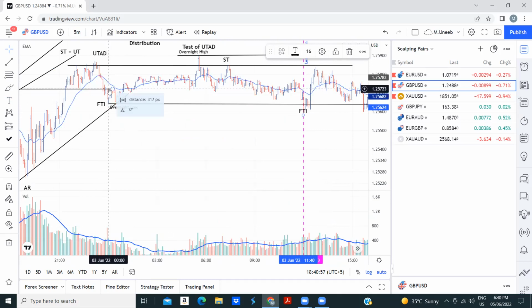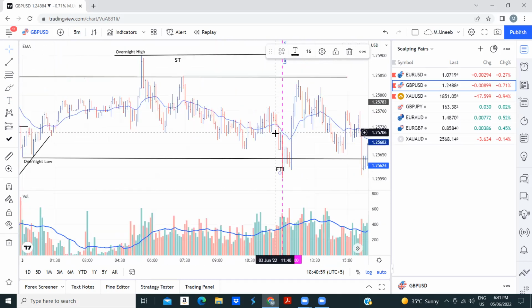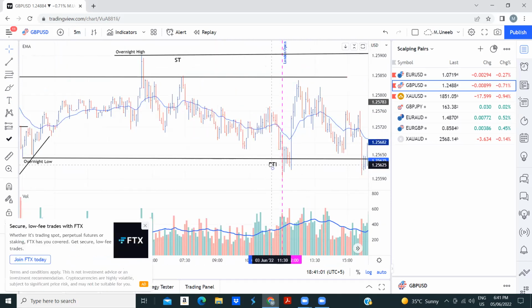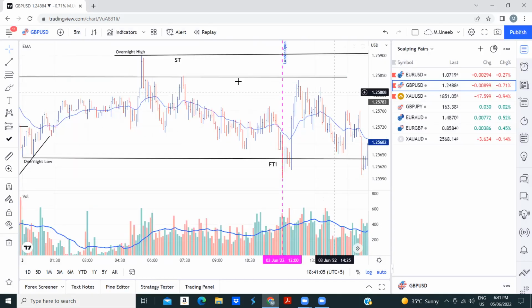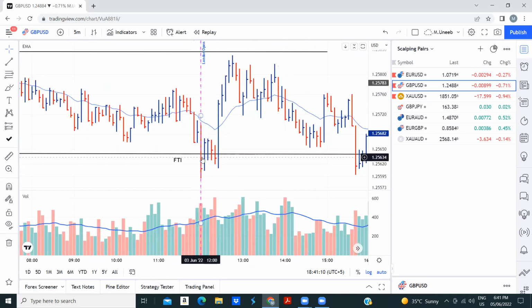This one, this is ice. This is ice 1, this is ice 2, or overnight low. Okay, can we call it as FTI? Yes. Yeah. Okay, yeah. All right. So the last resistance and support was here, right?